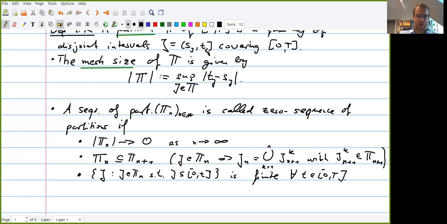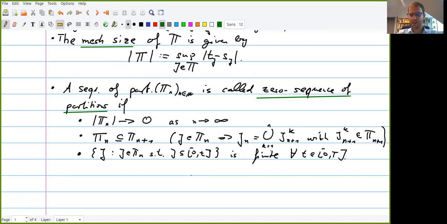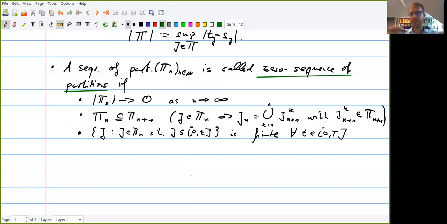So this is what I call a zero sequence of partitions. So the main point is that the mesh size goes to 0, but then I want to make my life easier, so it has to be refining, and I want to only have finitely many. So if you look at the interval of finite length, I mean, this is okay. Yeah, so everything is well defined.